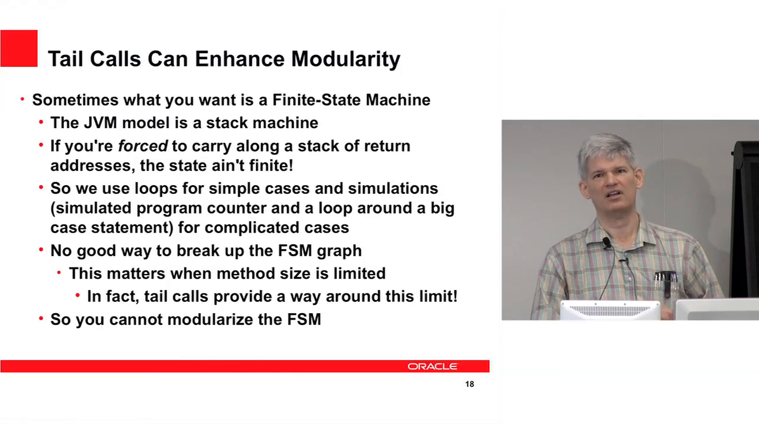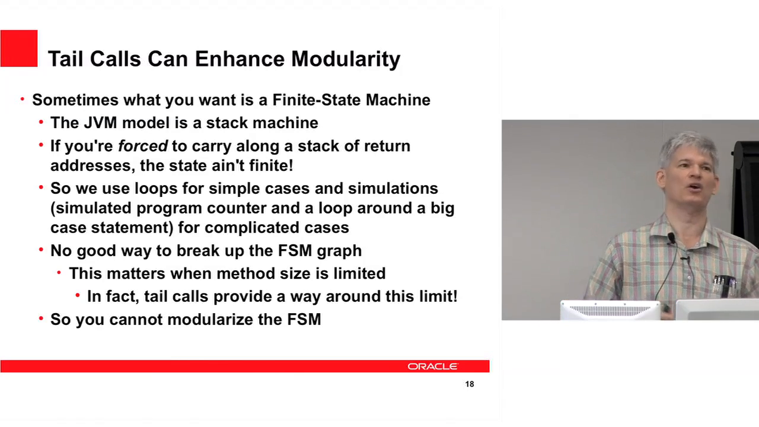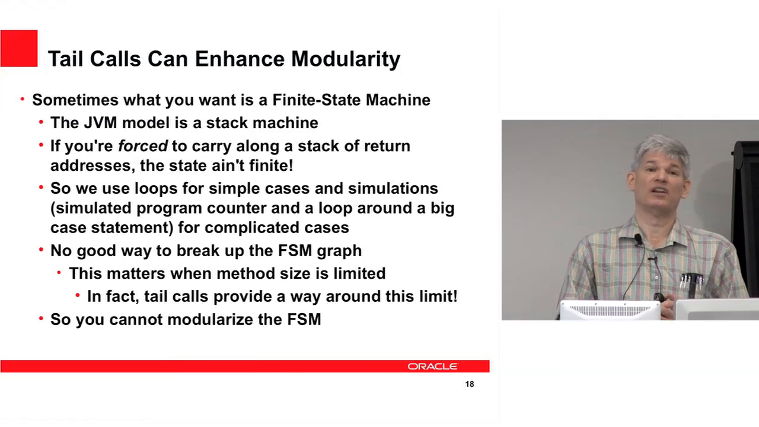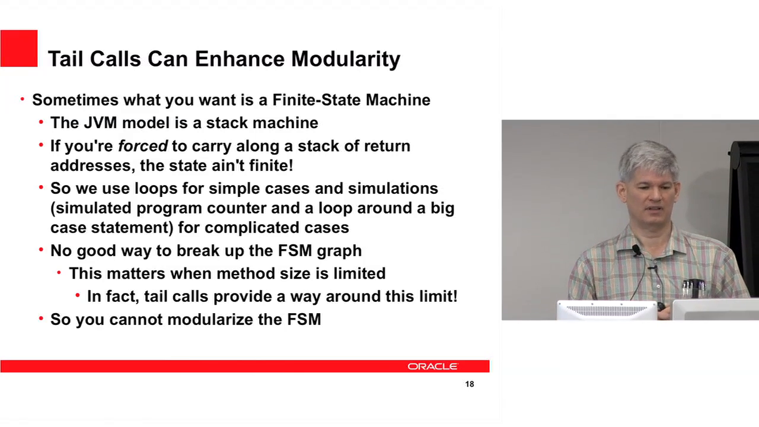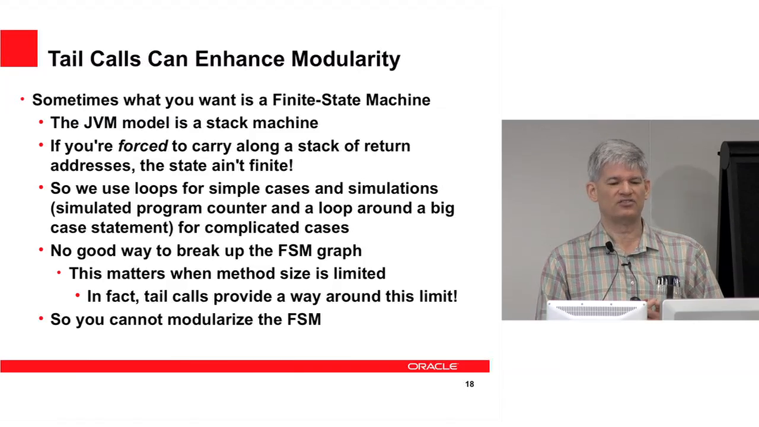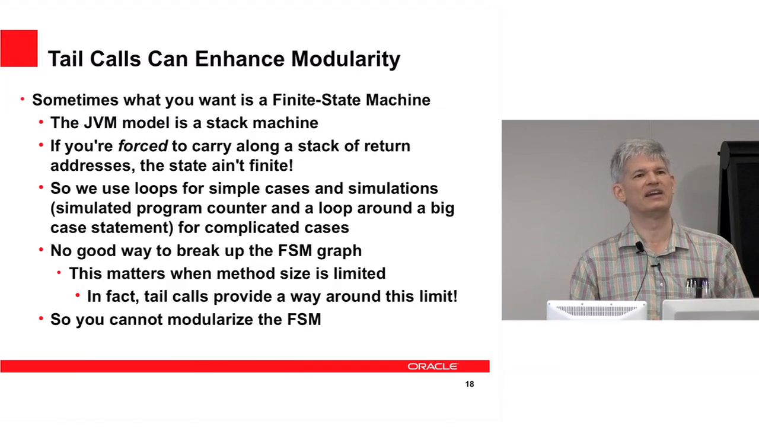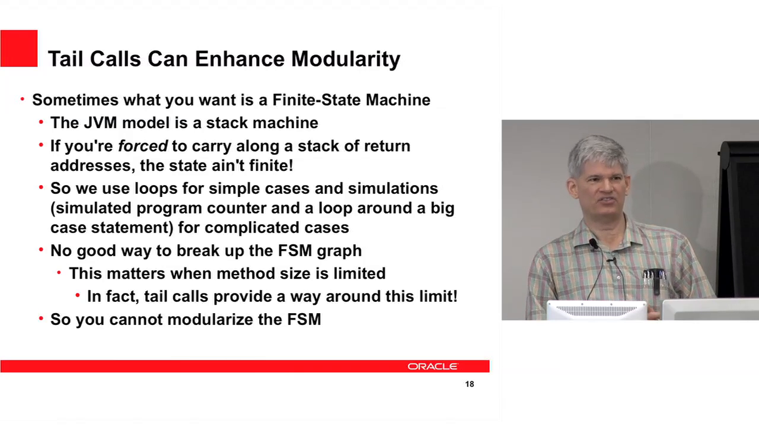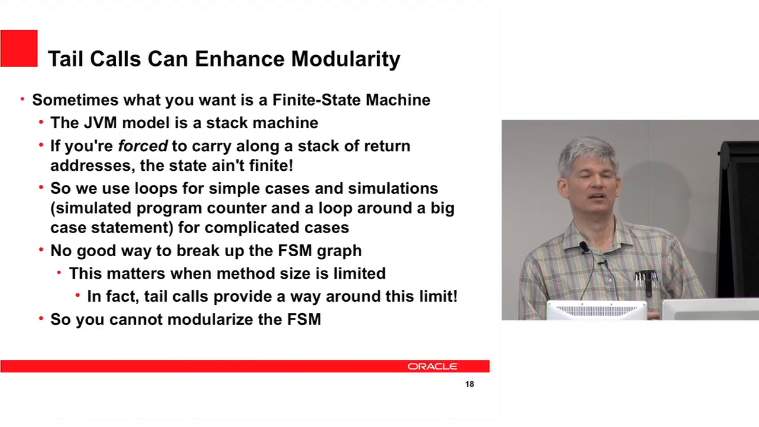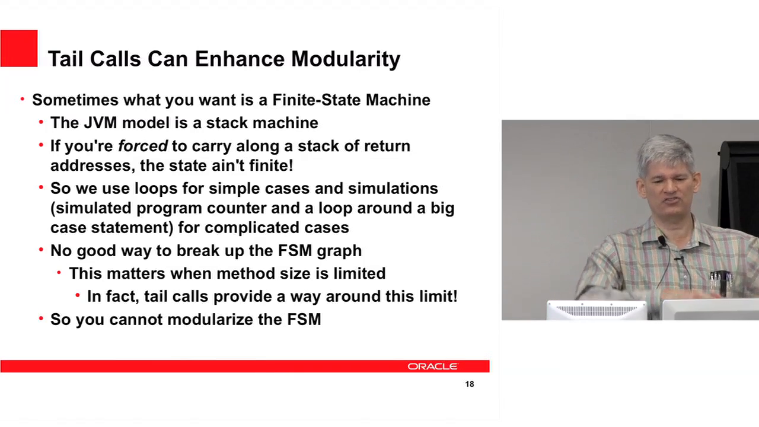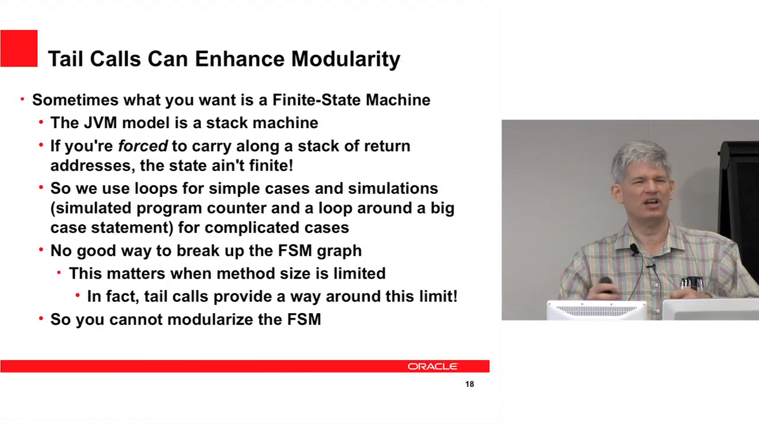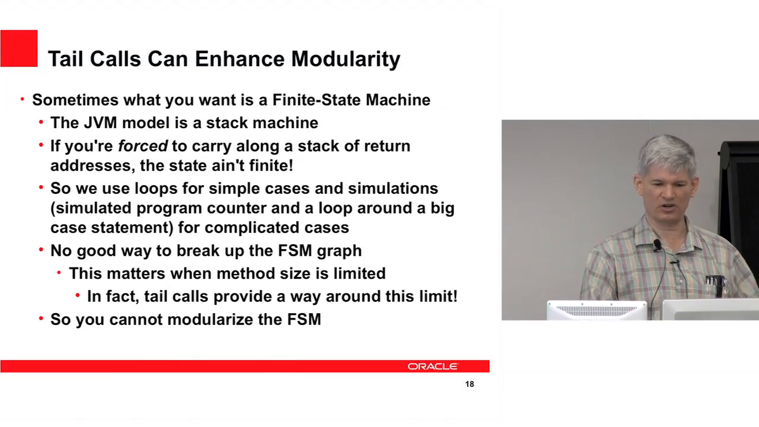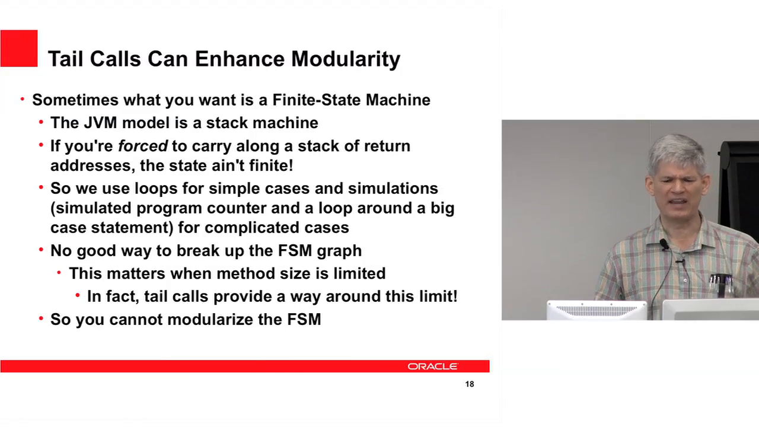Finite state machines are important models in computer science. It's not the only model. There are also Turing machines and stack machines. The JVM model is fundamentally a stack machine. But if that stack machine structure forces you to carry along a stack of return addresses even when you don't want to, then the state ain't finite anymore. And if you're trying to use the JVM to implement a finite state machine, you're being forced to carry along extra state that is conceptually not needed, namely the return addresses, for places you really don't care about returning to anymore.